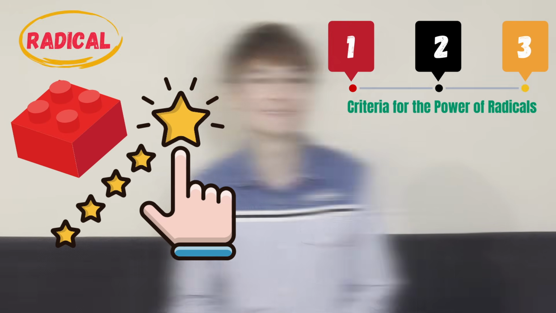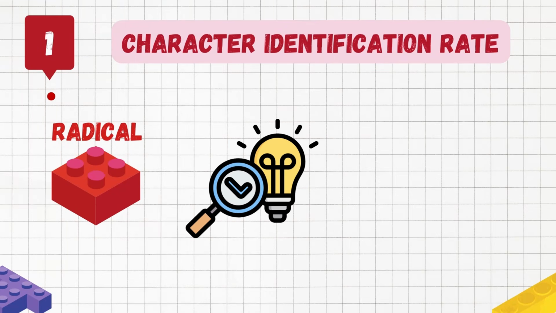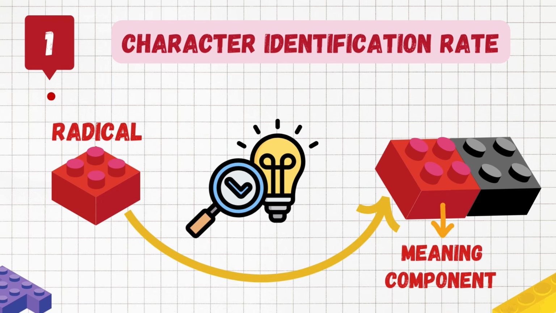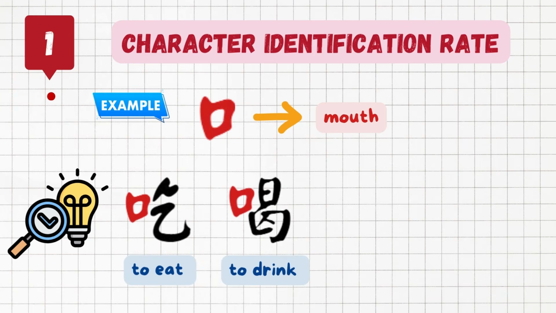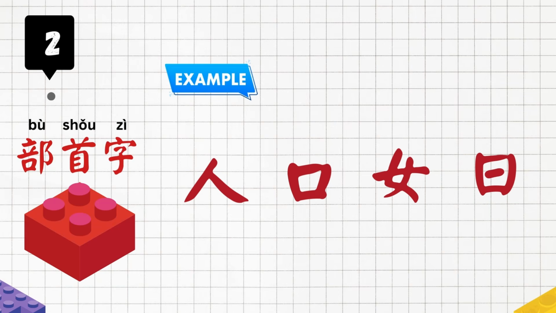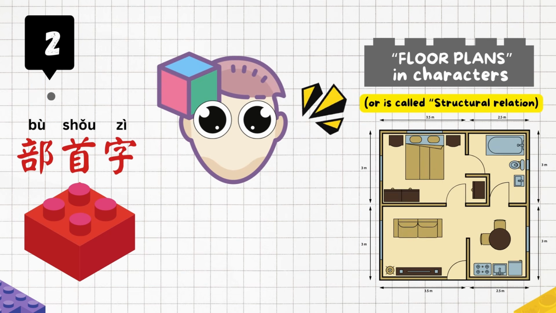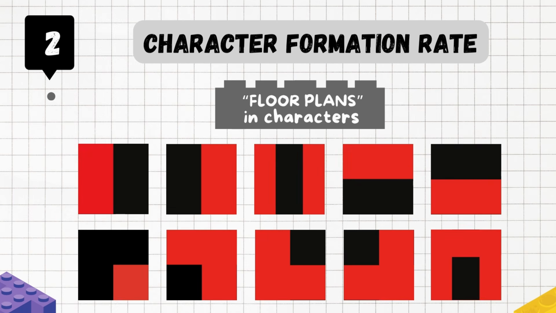Therefore, we're going to rank the power of radicals based on 3 criteria. Firstly, the radical should be helpful for identifying other characters. In other words, are there many characters that include this radical? Secondly, after learning this 部首字, is it much easier to grasp the structure of other new characters for writing? That is to say, is the character formation rate high?